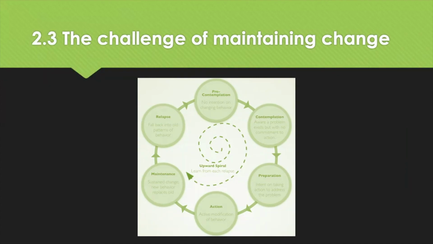Then you take the action and modify your behaviour, but it's important that you maintain it, replacing the new with the old. But occasionally things will relapse, and the reason for that is because they haven't been told well done, or well, thanks for your hard work. So people think, well, why have I bothered? So it's really important that you maintain that behaviour with positive reinforcement.